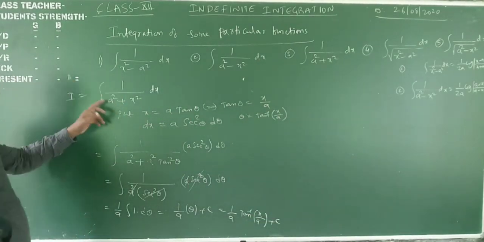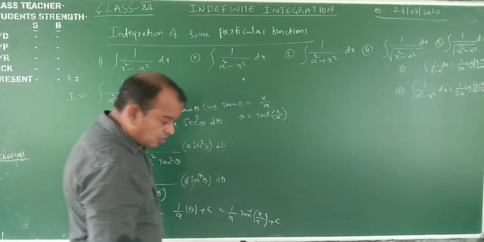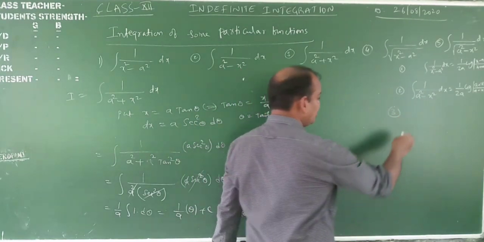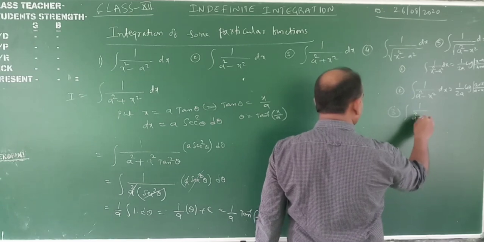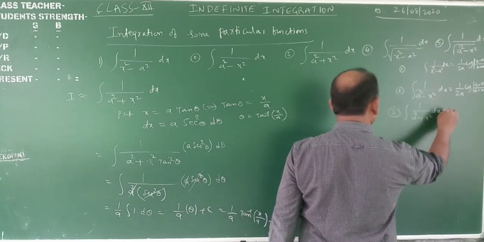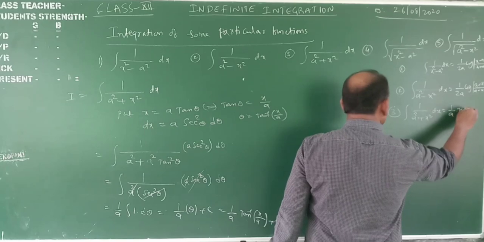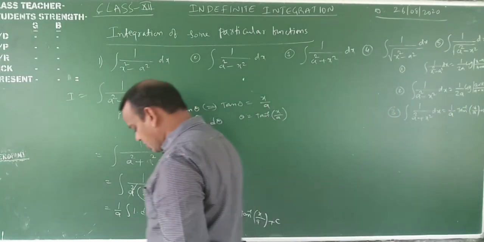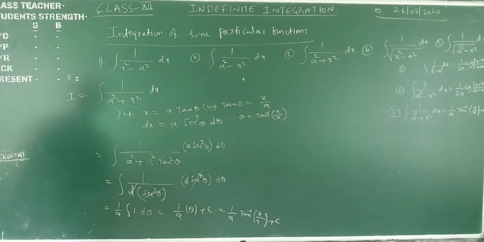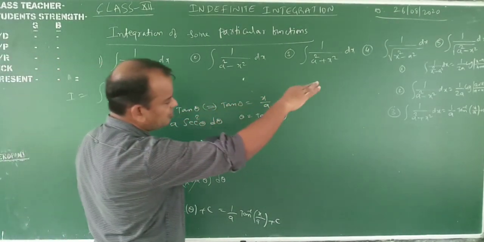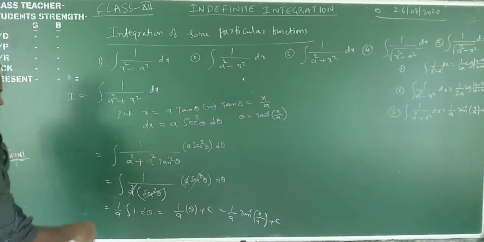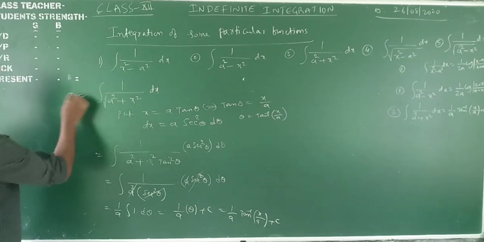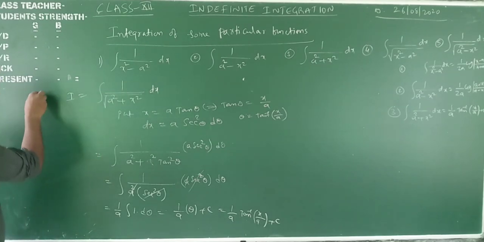What is the formula of this one? Integral of 1 by a square plus x square. You must remember the formulas. Here a square minus x square, don't confuse. Here integral of a square plus x square is equal to 1 by a tan inverse of x by a plus c. For the same problem, if you take the root, this is 1 by root of a square plus x square. Next question.